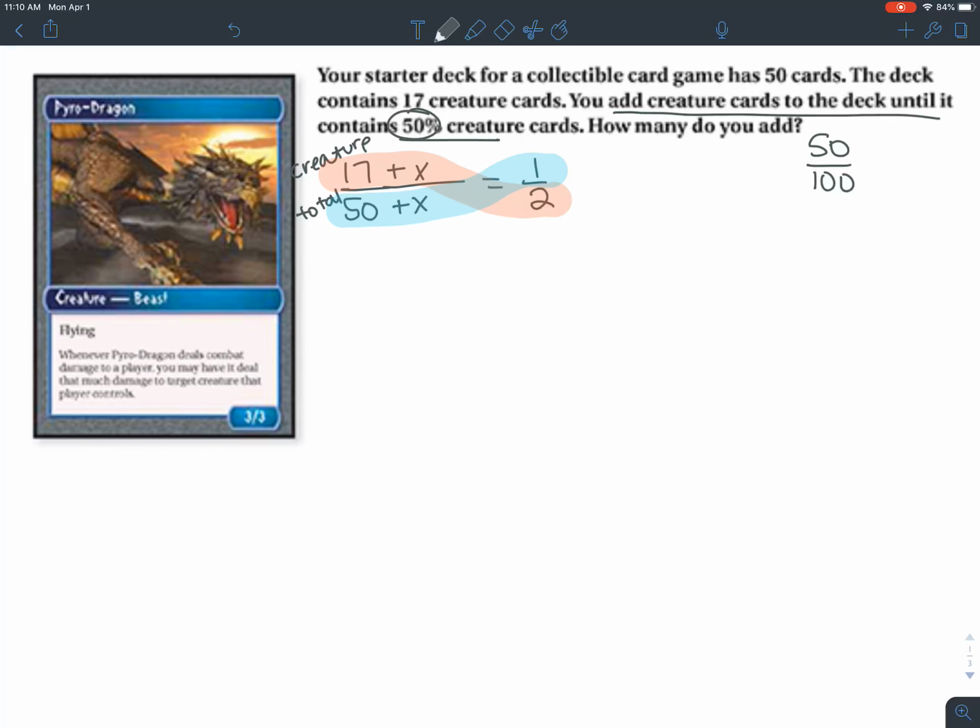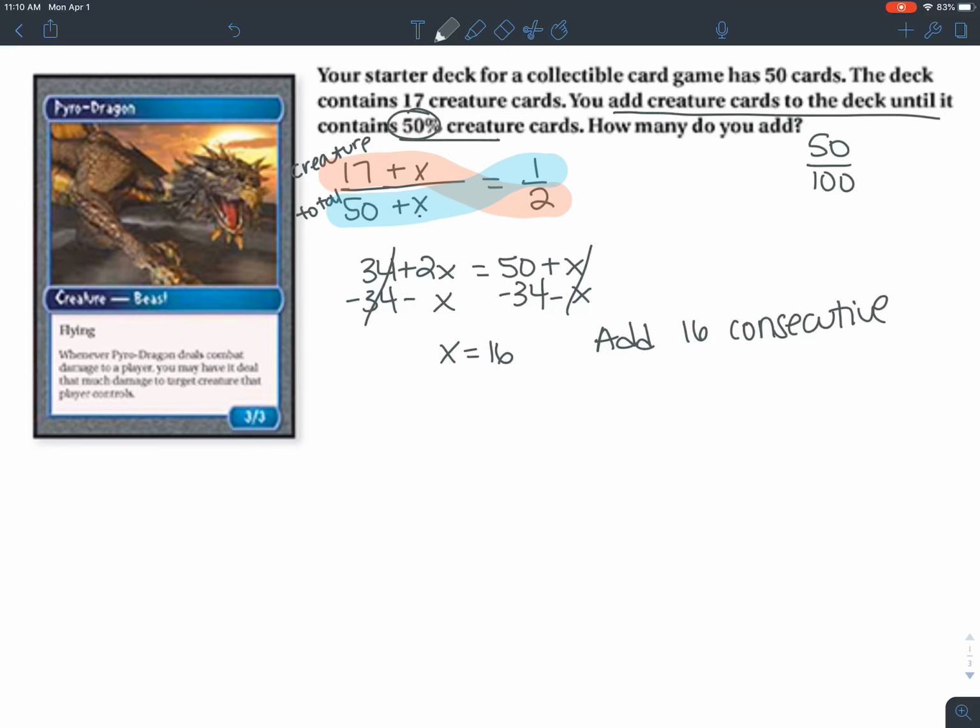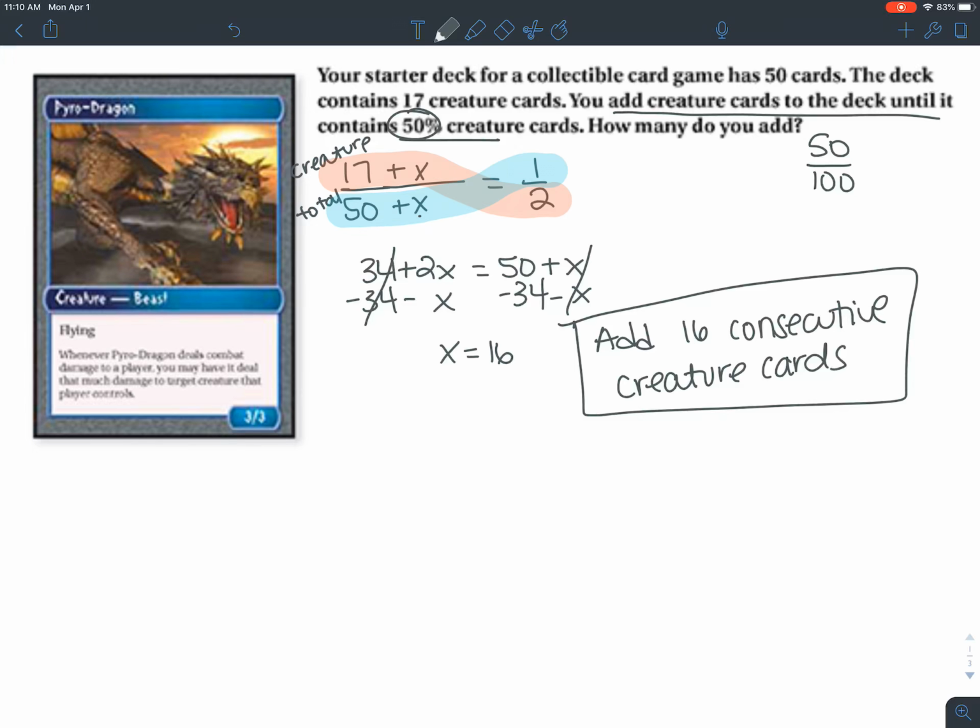So 17 plus x times 2 will give me 34 plus 2x. And 50 plus x times 1, well, that's just 50 plus x. Subtract x on both sides. And subtract 34 on both sides. And we get that x is 16. So I need to add 16 consecutive creature cards. If it's not consecutive, then that would mess up our percentage, so it has to be 16 consecutive creature cards.